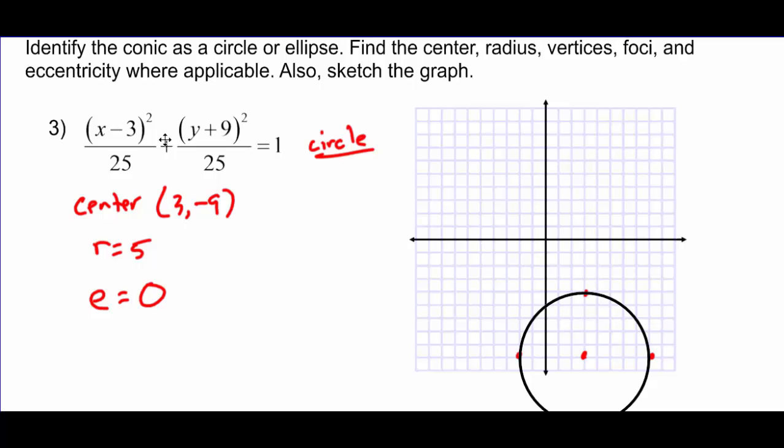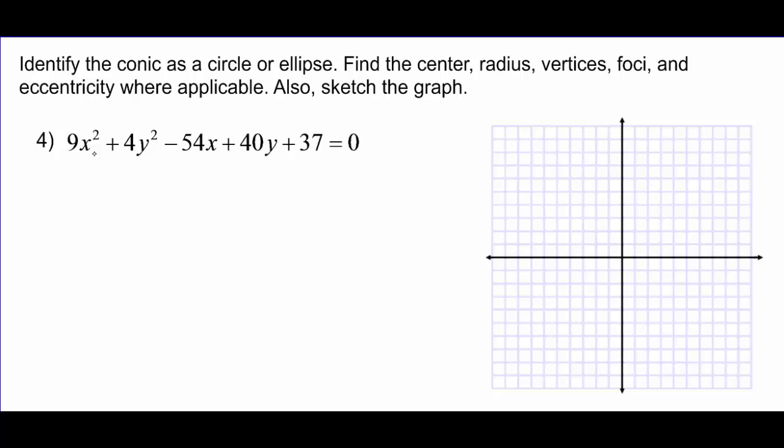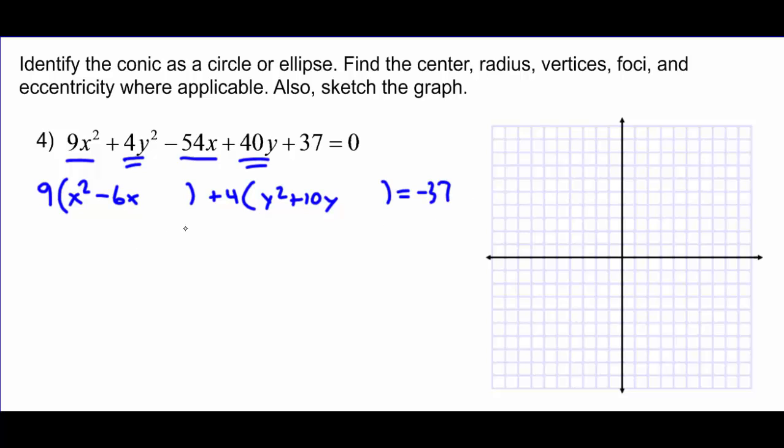All right, let's take a look at number 4. On this problem, we have the same instructions as what we had before, but you can see we're in general form here. So we're going to have to do a little bit of work first. So first thing I'm going to do is group the x terms and group the y terms, because I'm going to have to complete the square. I'm going to have x squared minus 6x. I'm factoring out the 9, and I'm going to leave myself a little space. And then I'm going to do plus 4 times y squared plus 10y, and I'm going to leave a little more space. And I know this is going to be -37, and then I'm going to have to add some numbers.